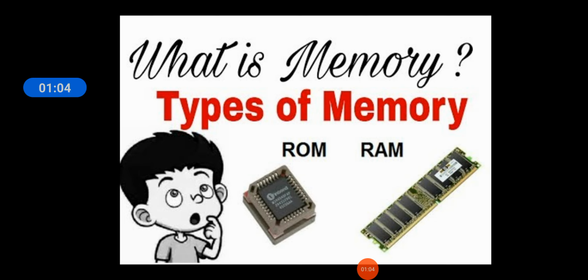Now you will be saying, what is memory and types of memory. So memory we have learned, and the types of primary memory are RAM and ROM. So let us see.